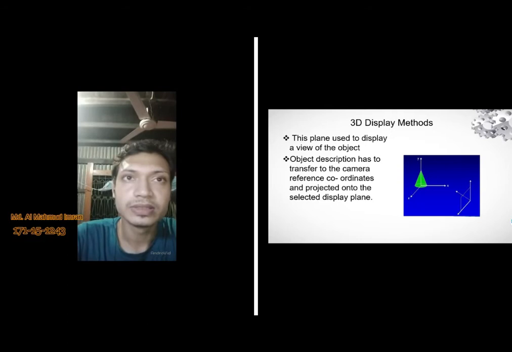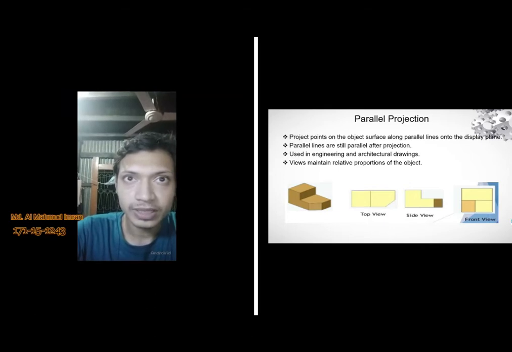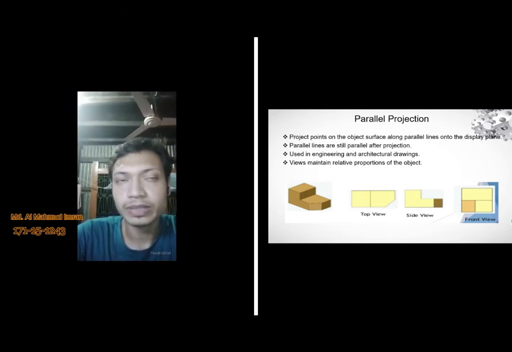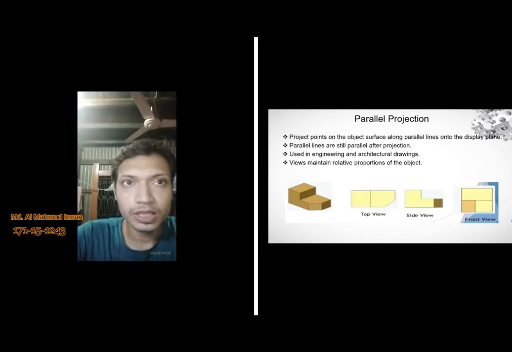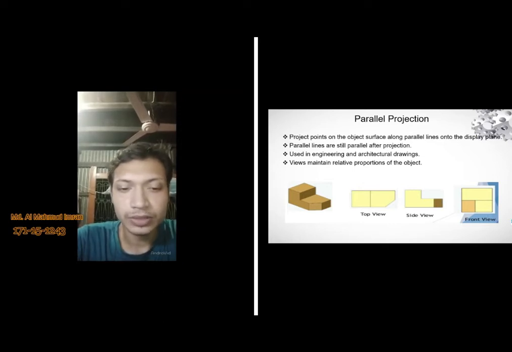The next topic is parallel projection. Project points on the object surface along parallel lines onto the display plane. Parallel lines are still parallel after projection. It is used in engineering and architectural drawings. Views maintain relative proportions of the object.